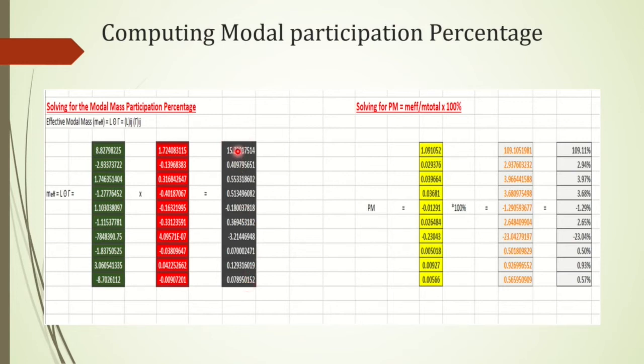Now, take note, guys, itong column na ito, once i-sum up natin siya, dapat ang magiging value niya ay yung total mass natin, which is 13.95. Now, next is solving for the participation percentage. Ito na siya. Itong na-solve natin na effective modal mass divided by 13.95. I-explain natin dito sa next slide. Next slide.